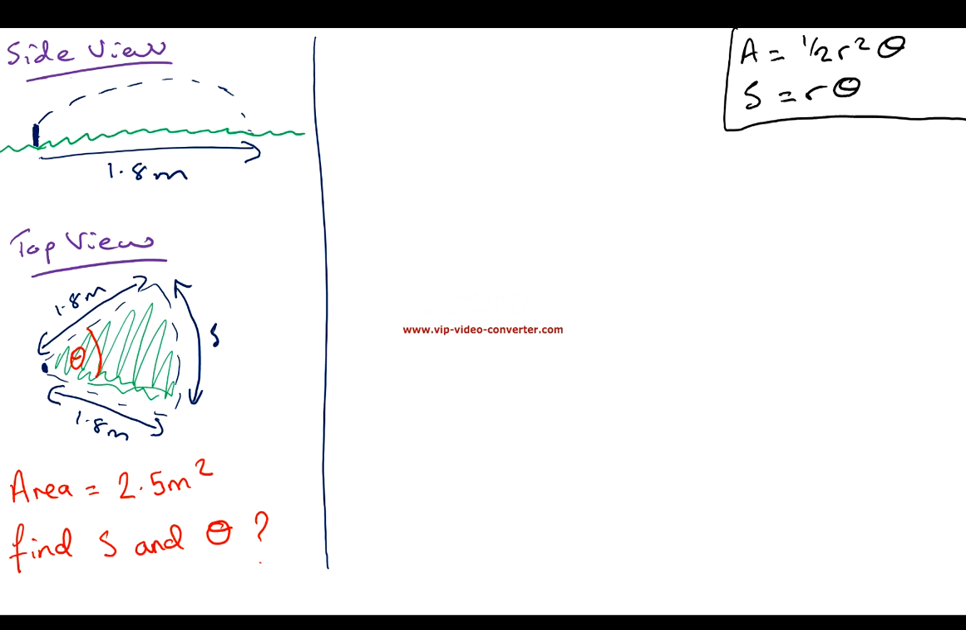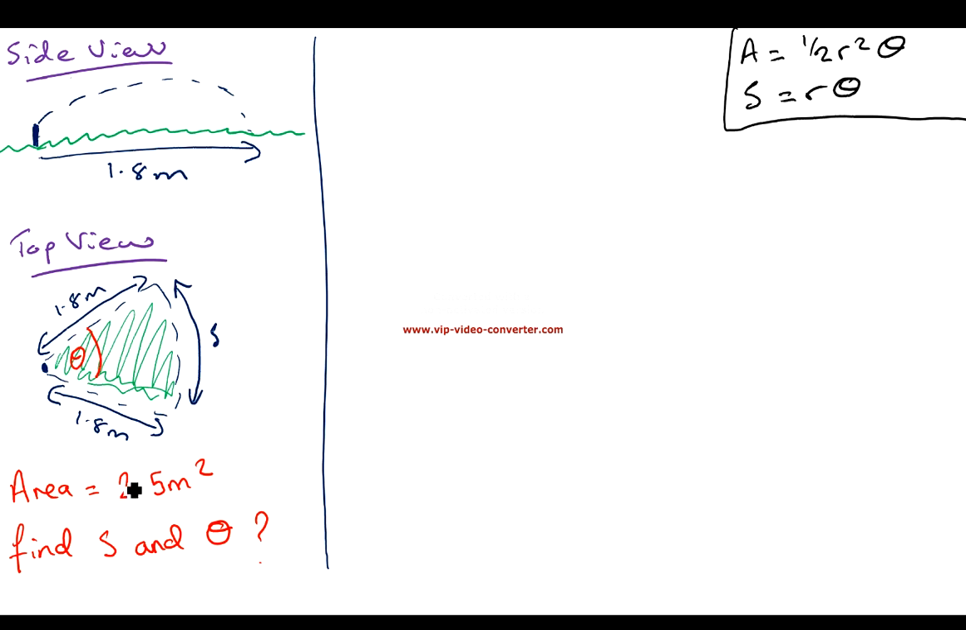What I've done here, very nicely, is drawn out two diagrams. Up here we have a garden hose spraying out water to water lovely green grass. Its extension, its reach, is 1.8 meters, and that's the side view. You can see it spraying out. If we look at it from the top view, we can see that as it swings around a particular angle, it'll map out an arc length, and it will cover a particular area of grass, a sector area of grass.